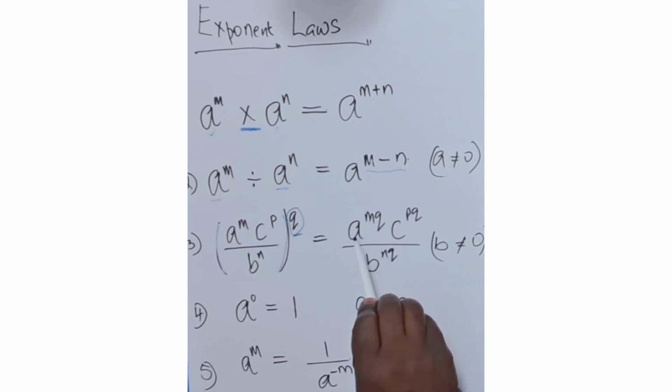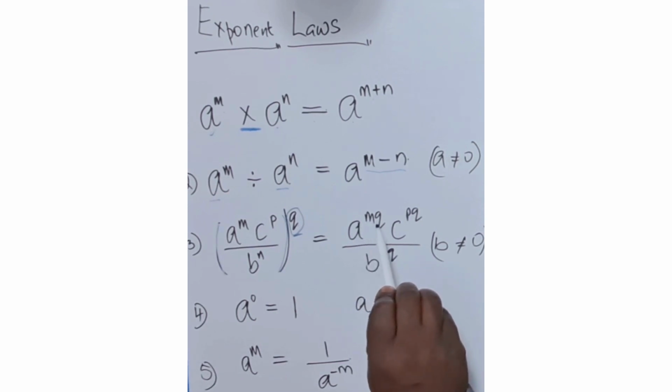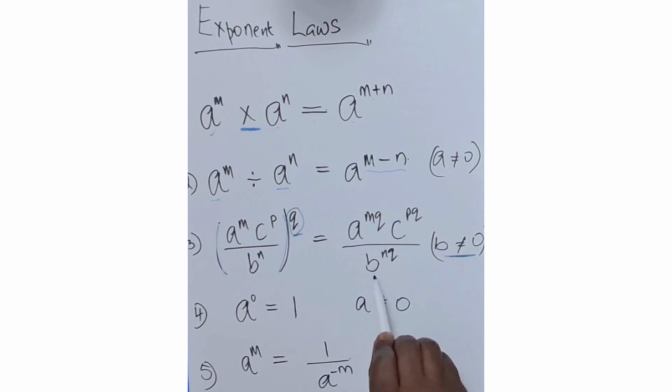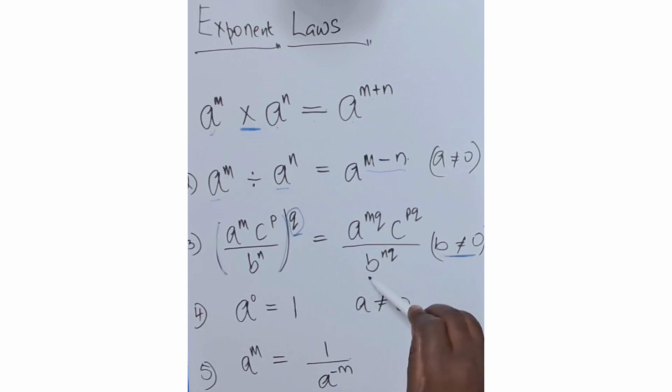So we say a to the power m multiplied by q, c to the power p multiplied by q, b to the power n multiplied by q. That's what the law says, provided that b is never equal to 0. Just remember, if b is equal to 0, that means all of that is 0, and if we divide by 0, the answer is undefined, so there is no answer.